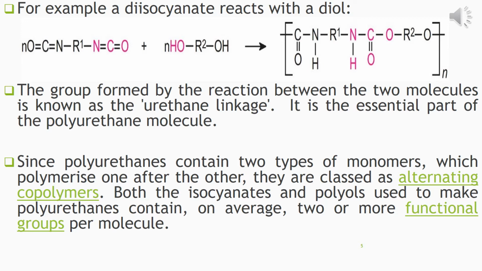So when both of them are reacting, now you can again see carbamate linkage is shown in the pink color. So carbamate linkage is established, and the polyurethane and number of this repeating unit has been joined together to form this polyurethane. The group formed by the reaction between the 2 molecules is known as the urethane linkage.